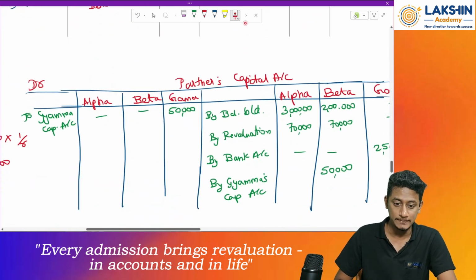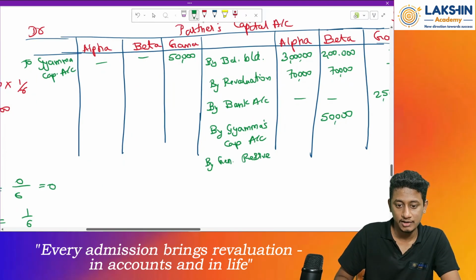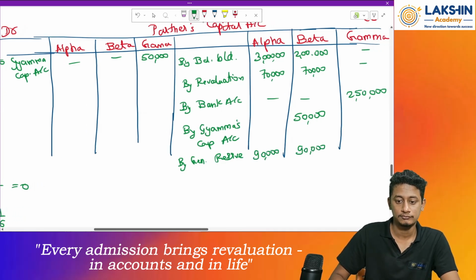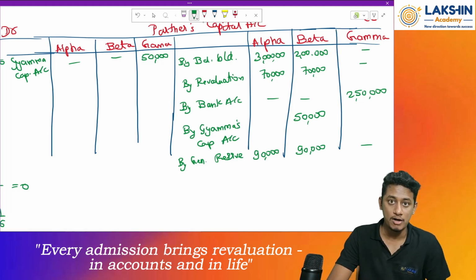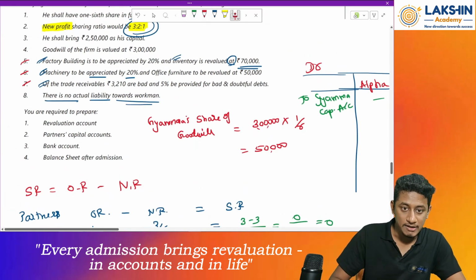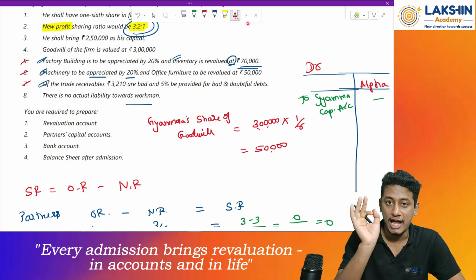So that will be by general reserve. Rupees 1,80,000 divided by 2. That will be rupees 90,000 each. Rupees 90,000, and gamma won't receive any share out of it. Then what else? Regarding the workman compensation, they have mentioned something. Remember, see this. There is no actual liability towards workmen.